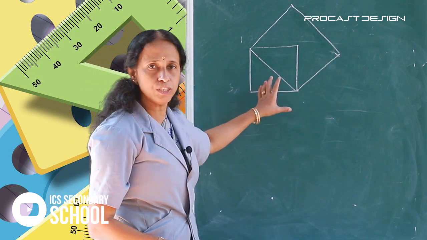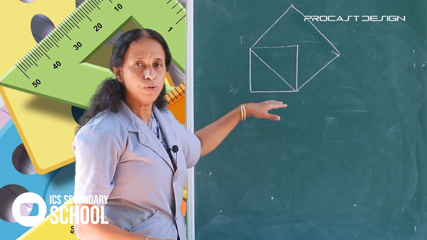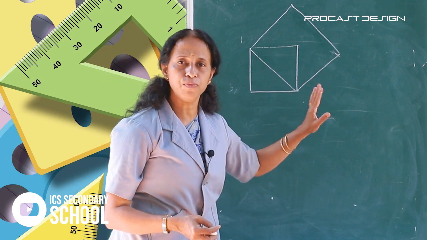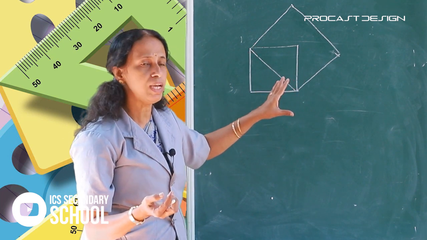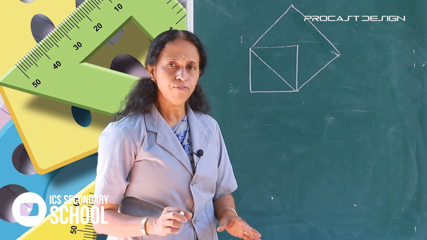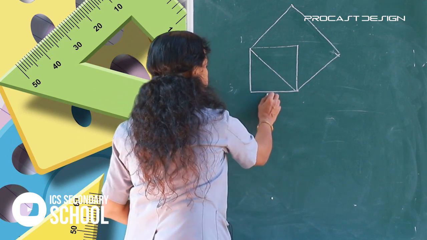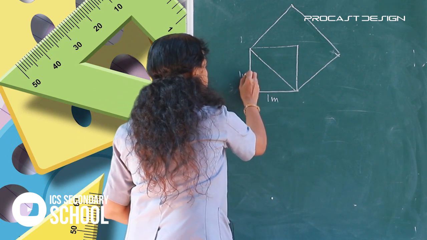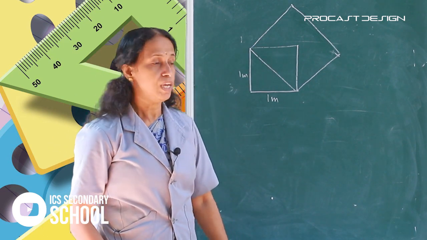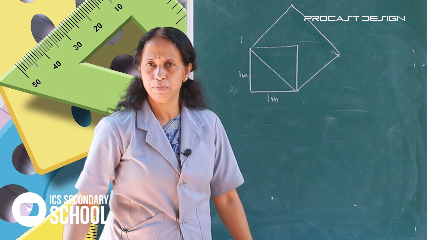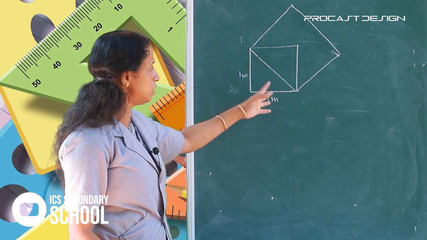The area of the large square is 2 times the area of the small square. If one side of the small square is 1 meter, what is the area of the large square? The area of the large square is 2 square meters.